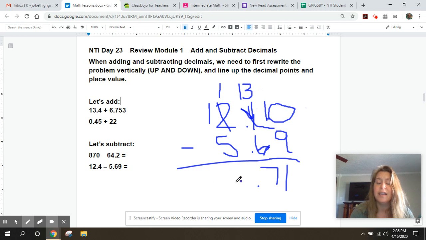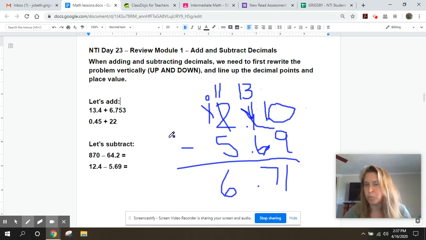1 minus 5, it's -4, but you're not in that math world yet. You need that number to be greater than this one. Borrow 1, give 10. And 10 plus 1 is 11. 11 minus 5 is 6. So your answer should have been 6 and 71/100.